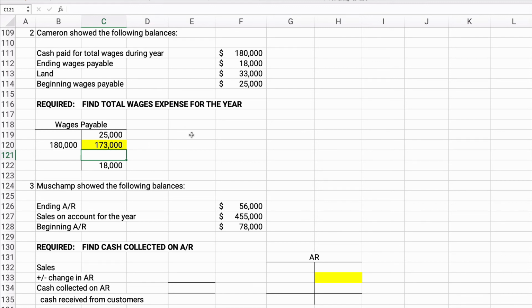Let's say we set up wages expense and wages payable. Let's say this is 173. And let's say we have wages payable and cash. We know we paid $180,000.